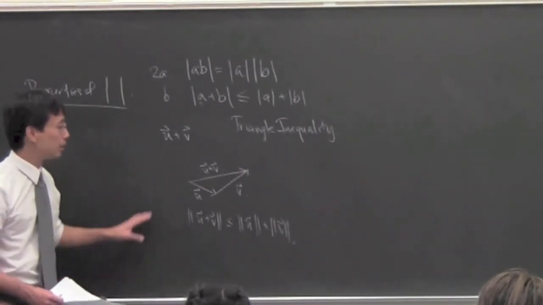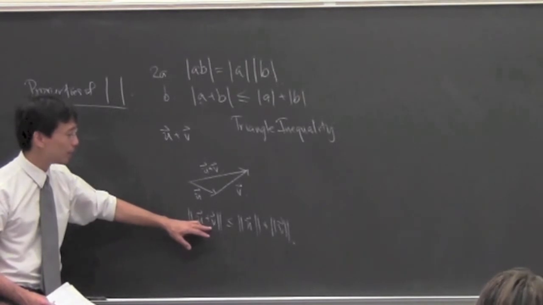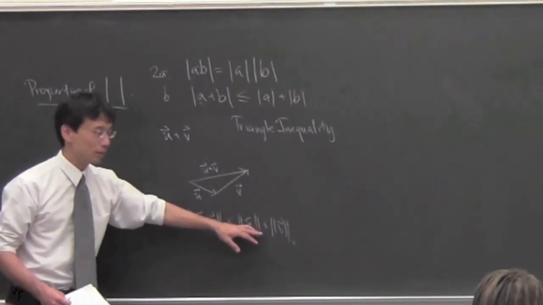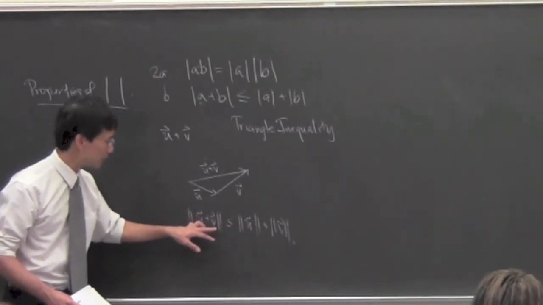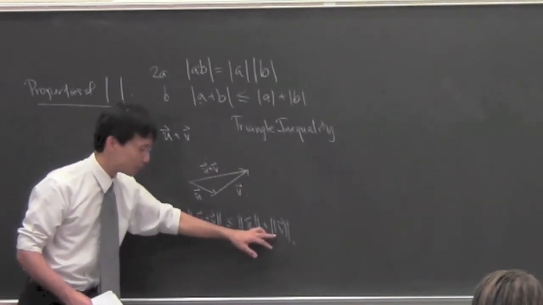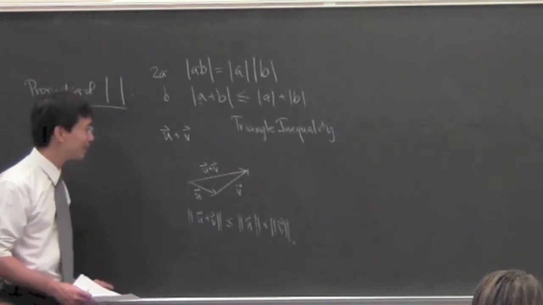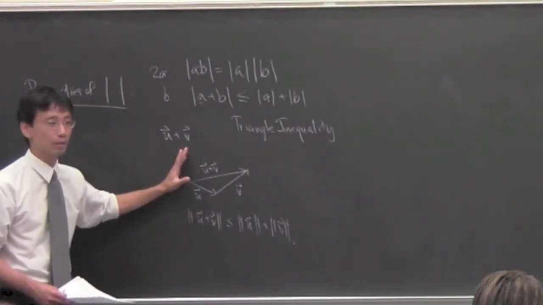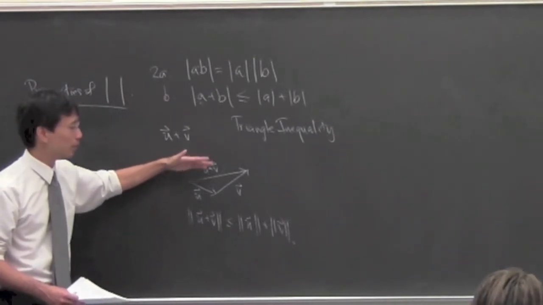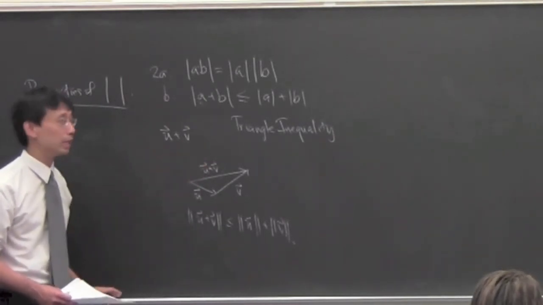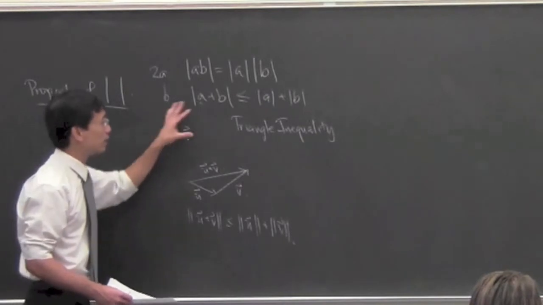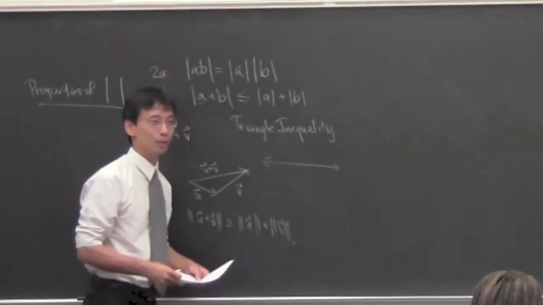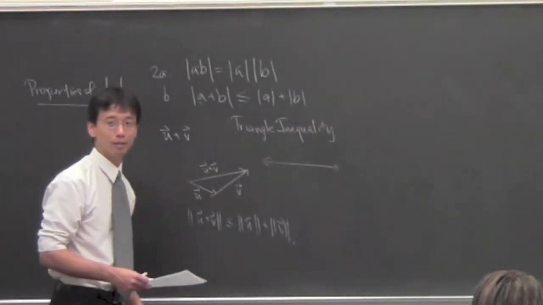Say that one more time. The size of the sum is dominated by the sum of the sizes. Just remember what you know about triangles, that the length of one side is dominated by the sum of the lengths of the other two sides. So that's why this is called the triangle inequality. It's just that you're in one dimension, so you don't see the triangles, they're flat.